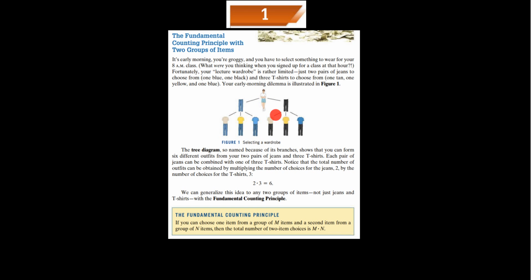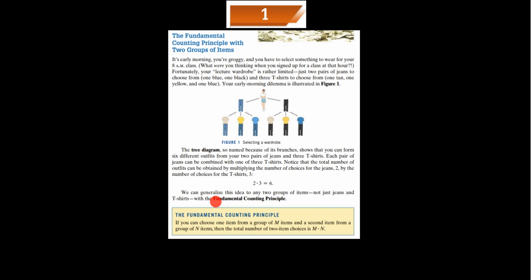Okay, well, we have two possible pants and three possible shirts. With the blue pants we have the tan, yellow, blue, and with the black pants we have the tan, yellow, blue. So two pants times three shirts, you get six possible outcomes, and that's as hard as this section gets. Well, there's one little thing at the end, but you just kind of think about it. Of course, there's always a catch, right?